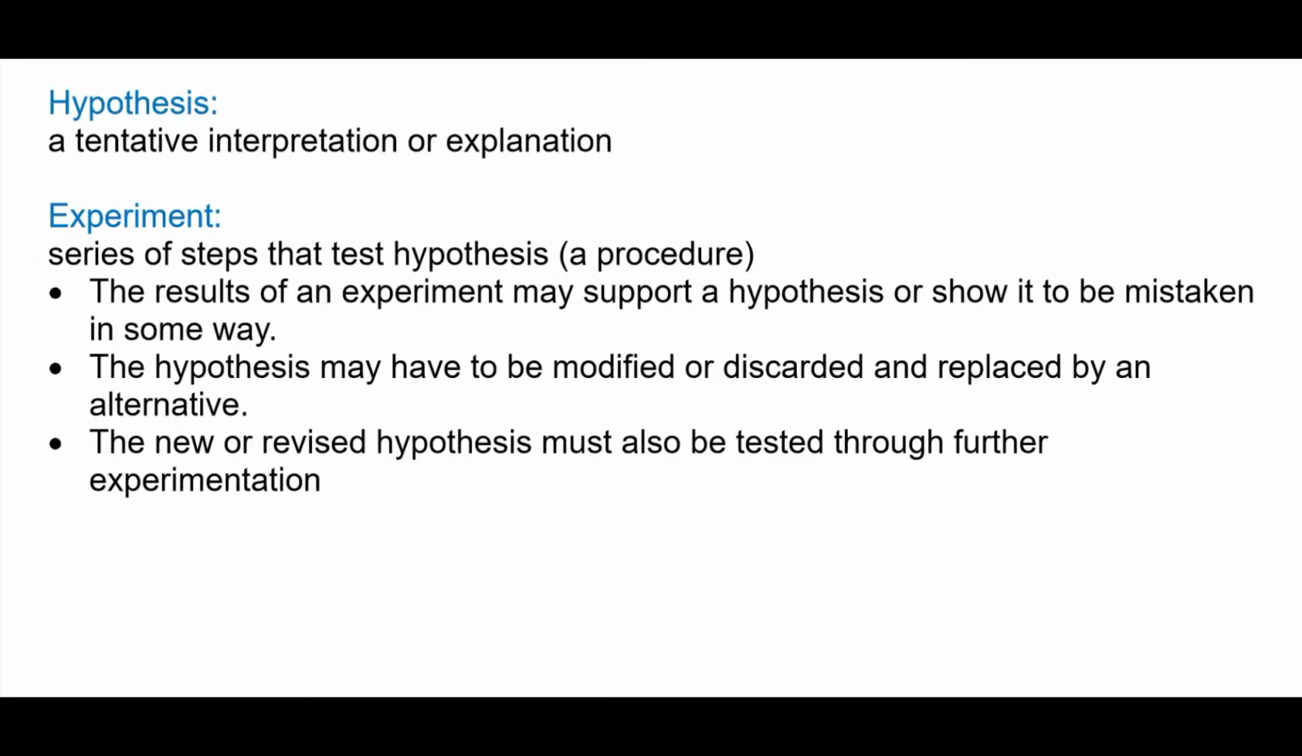So I said hypothesis, and a hypothesis is a tentative interpretation or explanation. And we test our hypotheses using an experiment, and that is a procedure or a series of steps. And the results of this experiment can support it or show it to be mistaken in some way. Notice we never say prove. One experiment cannot prove a hypothesis. Sometimes you have to change your hypothesis or modify it, and then you have to test it again. So again, we're in this circular process.